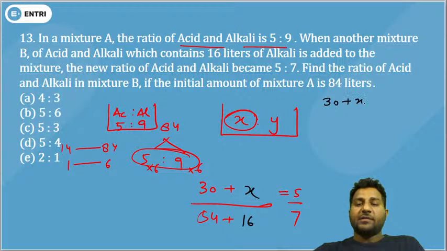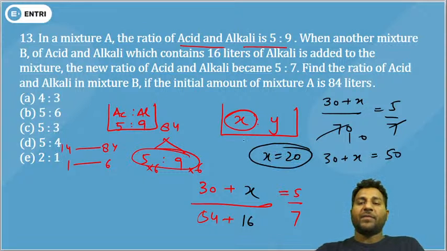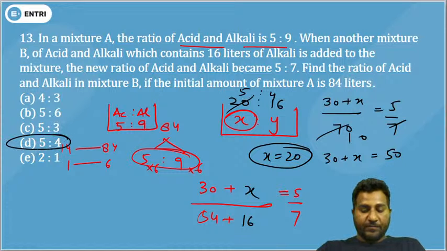30 plus X divided by 70 equals 5/7. So clearly 30 plus X equals 50. That means the value of X will be 20. So if the value of X is 20 and alkali was 16, that means 5:4 will be the correct answer. Did you get it?